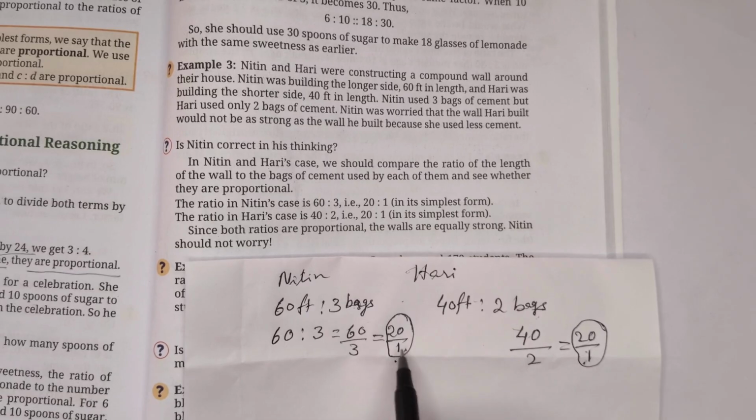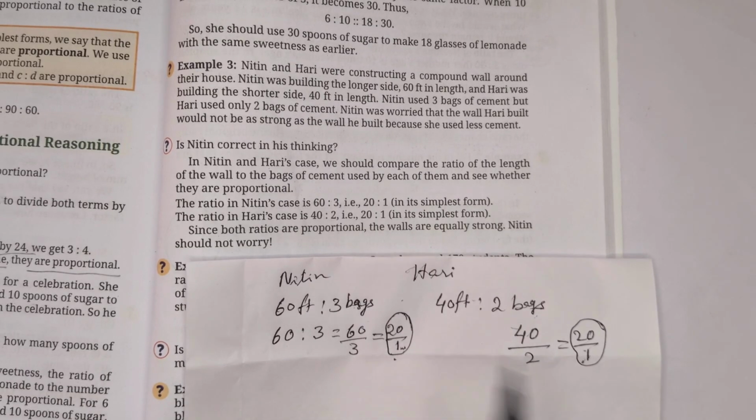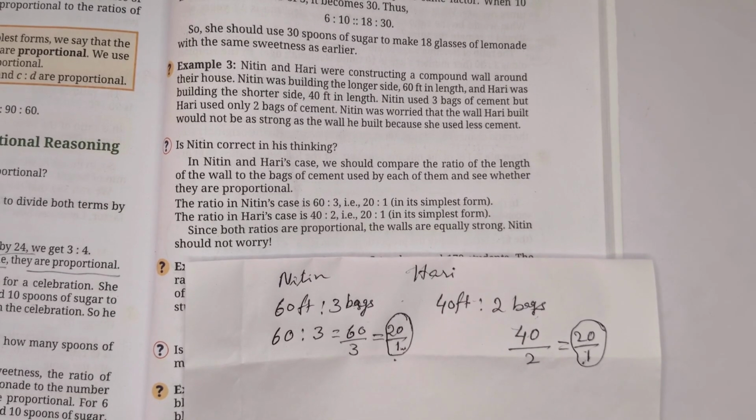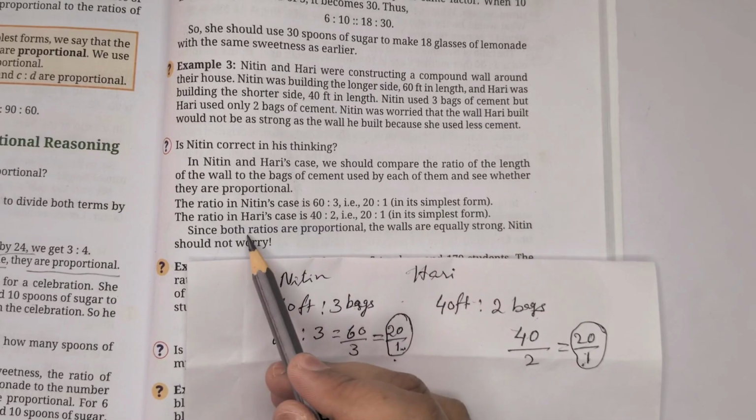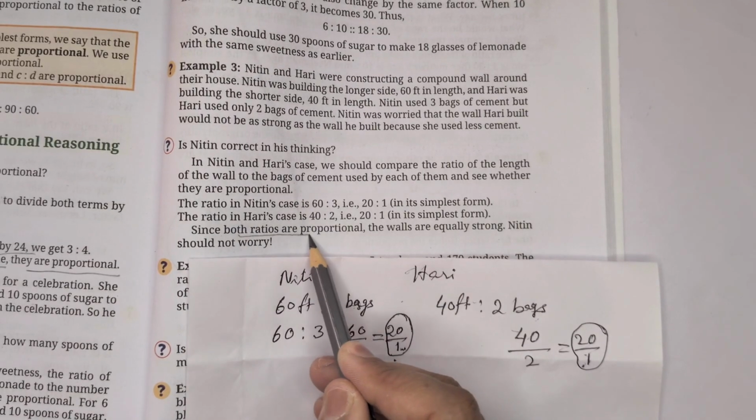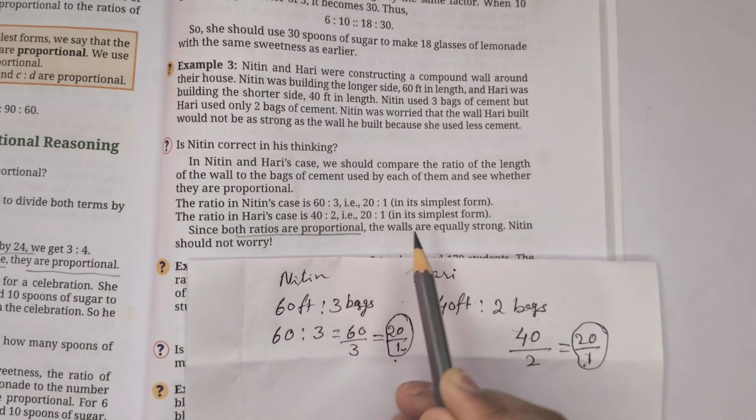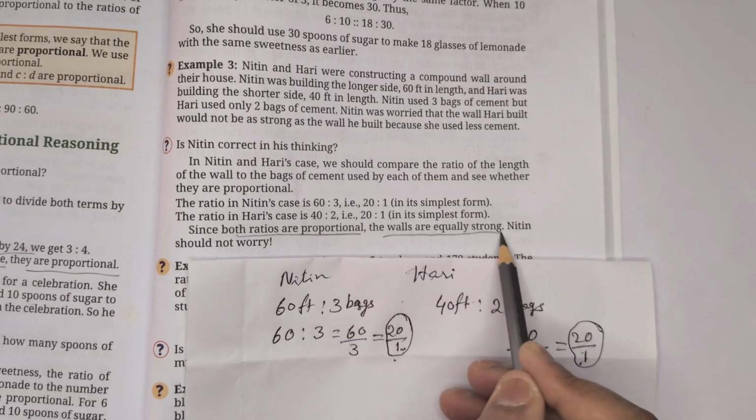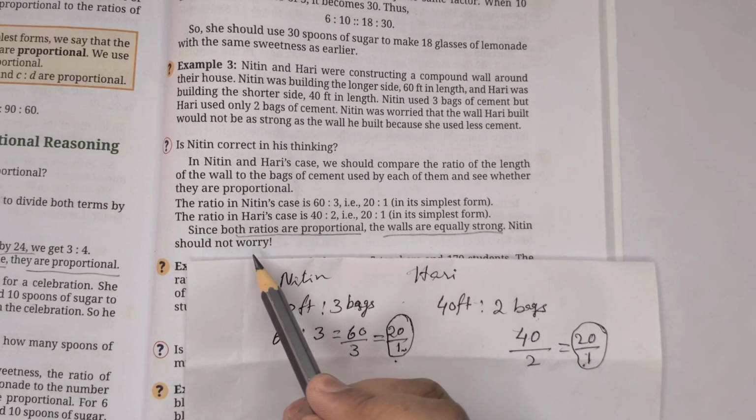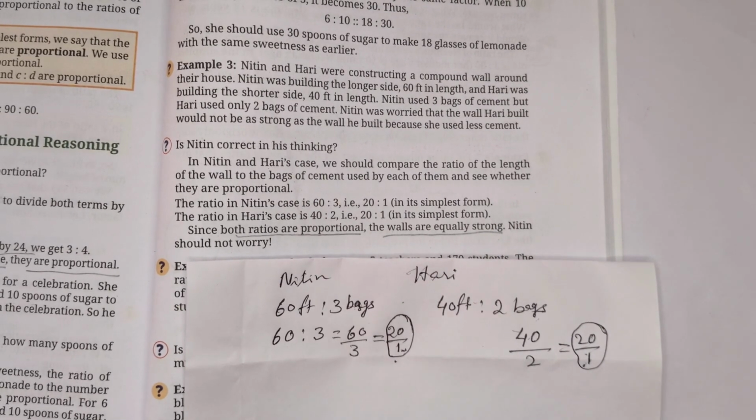How many bags of cement they use, in the same proportion. The ratios are in proportion, which means the wall is equally strong. So we can write both ratios are proportional. The walls are equally strong. Nitin should not worry.